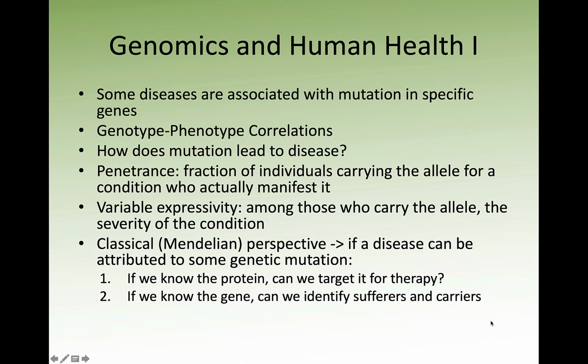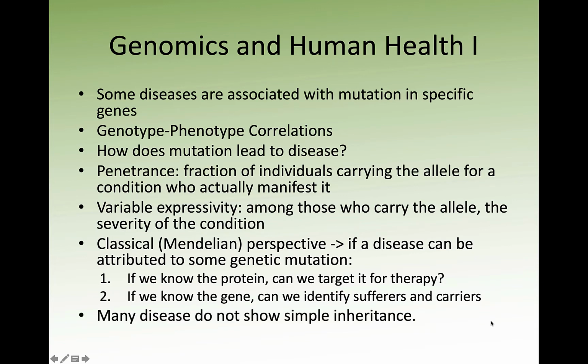Classically, how we've looked at these sort of things is from a pretty Mendelian classical perspective. If a disease can be attributed to some sort of genetic mutation, we look to identify the relationships between parents and offspring. Often we'll go for the big, easy targets. If we know there's a protein involved, can we target that protein for therapy? If we know a gene is involved, can we identify sufferers and carriers? This is a classic way that we've thought about examining these kinds of problems.